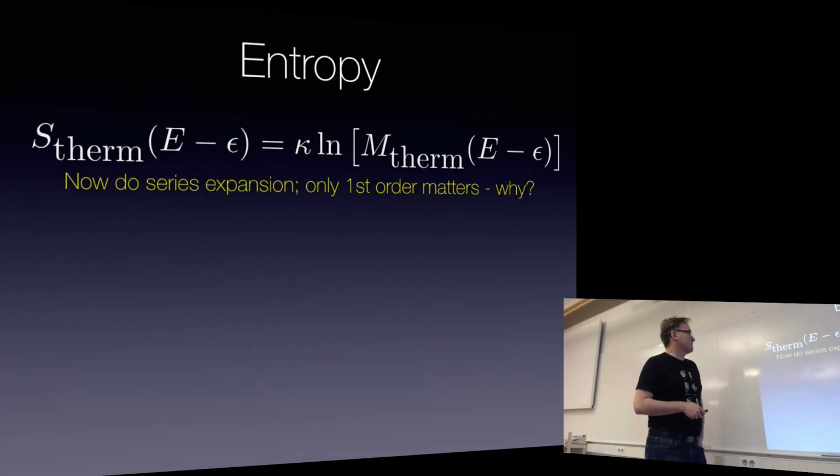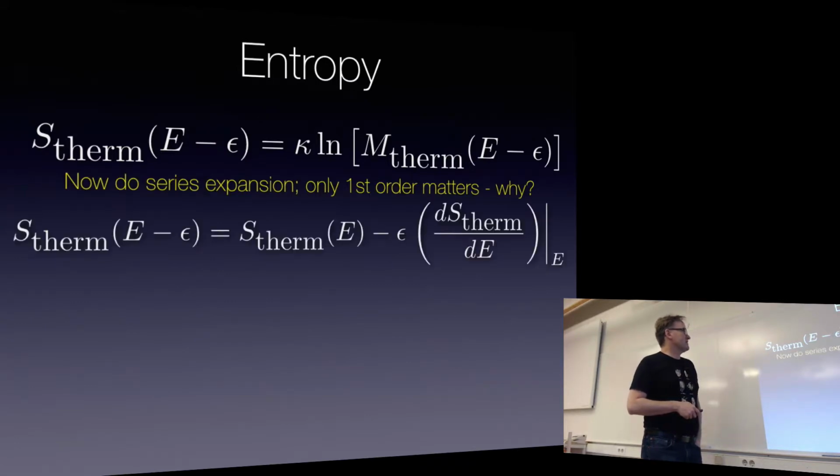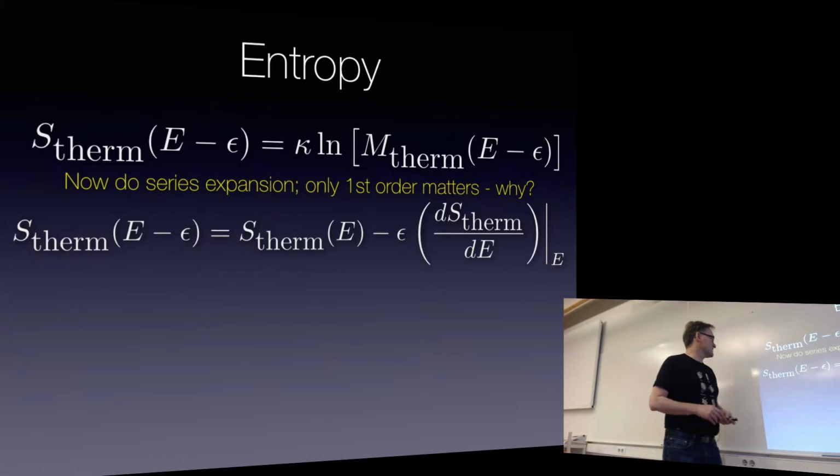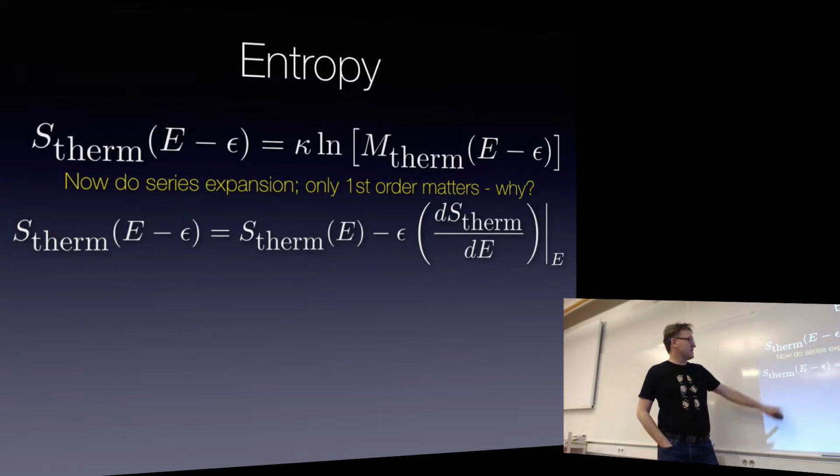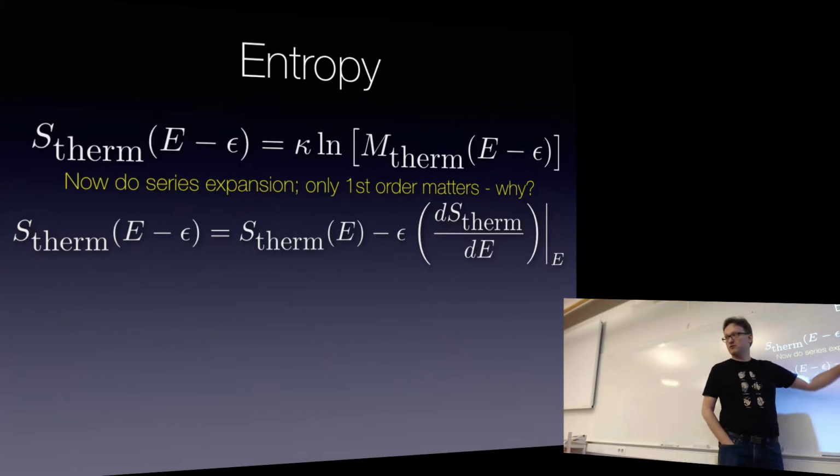Well, let's do the series expansion first, and then I'll explain why only the first order matters. So we just take that term. For now, we don't even care about the logarithm. So just look at the left-hand side, and this is a general function. And if you do a series expansion of a general function around a value e here, well, first we're going to have the value of the function itself at e, which is the 0th order term.